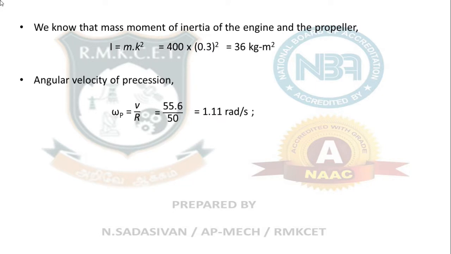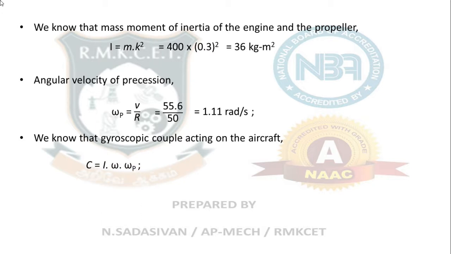So I can directly go for calculating the gyroscopic couple, I omega omega p. There is only one formula here, I omega omega p, for aircraft or ship, whatever. The gyroscopic couple acting on the aircraft is I omega omega p. Omega is the rotor speed, omega p is the precessional velocity, 1.11 radians per second. That is the angular velocity at which you are covering the circular path.